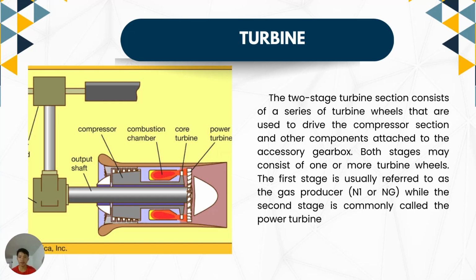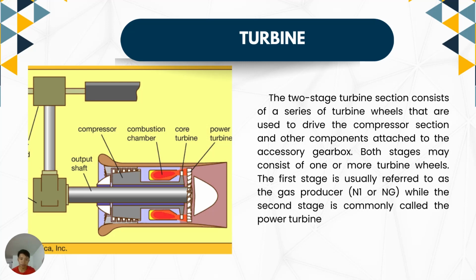This section is responsible for driving the compressor that supplies air to the combustion chamber. It maintains optimal airflow and pressure for combustion, ensuring efficient engine operation. The N1 or NG turbine is usually connected via shaft and rotates at high speeds to drive the compressor blades.